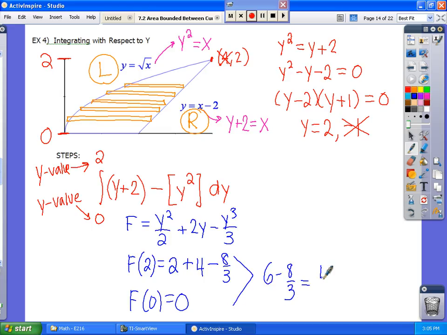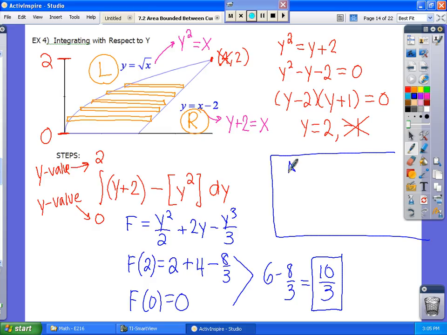What's the major key that you have to remember when integrating with respect to y? Key points? The key point is that everything must be in terms of y, and even the bounds.